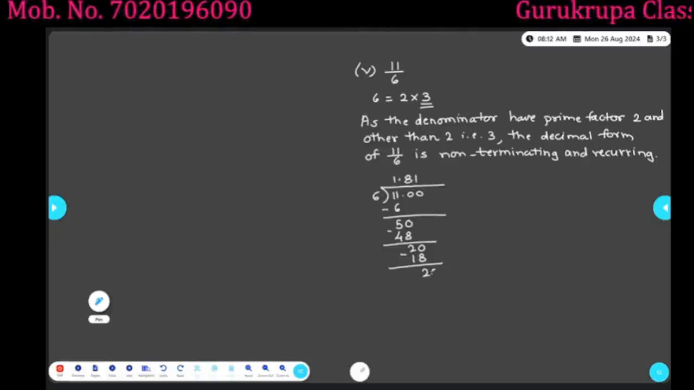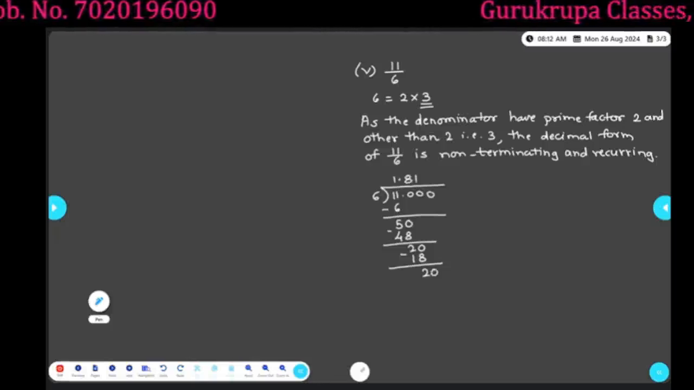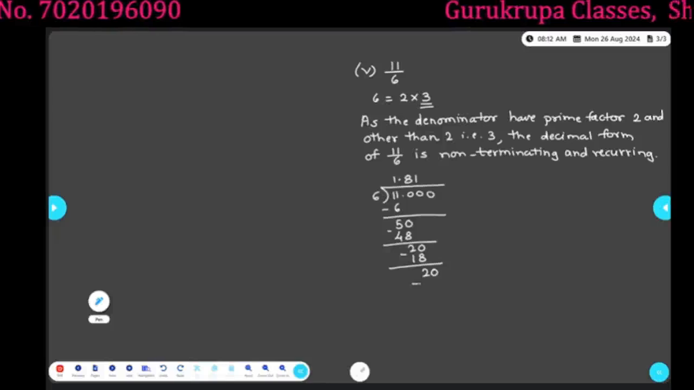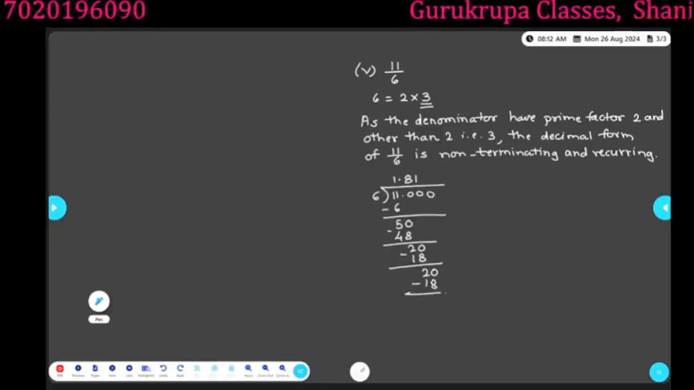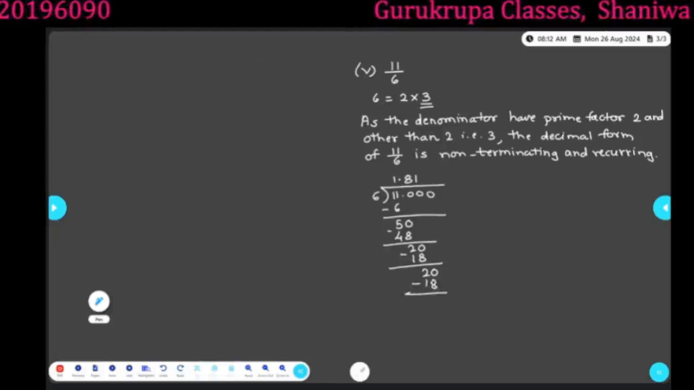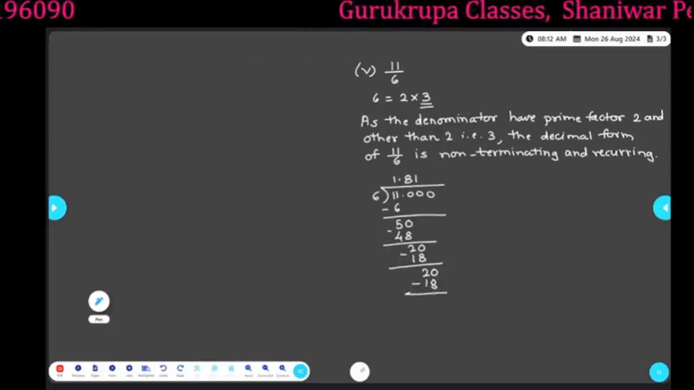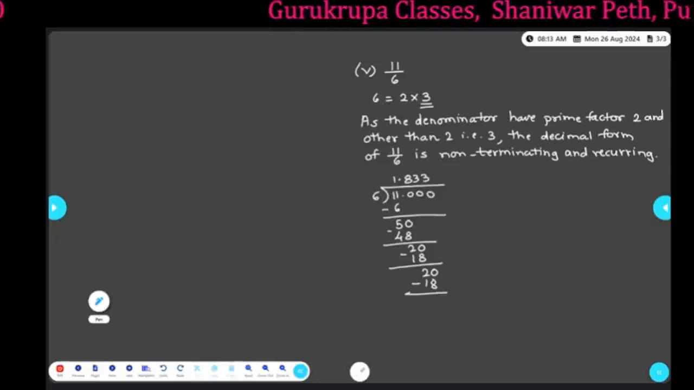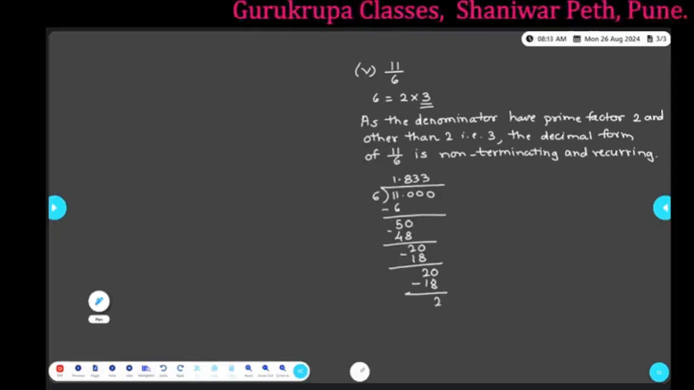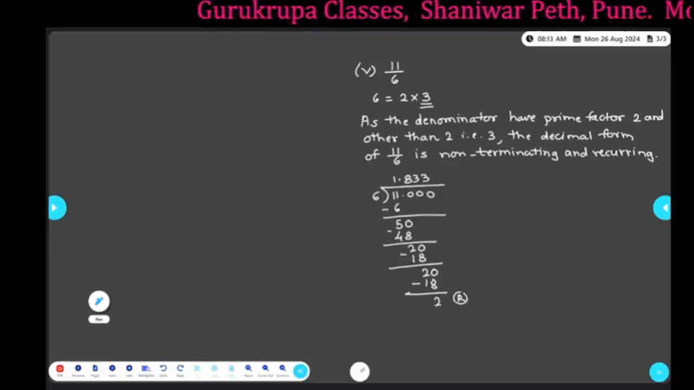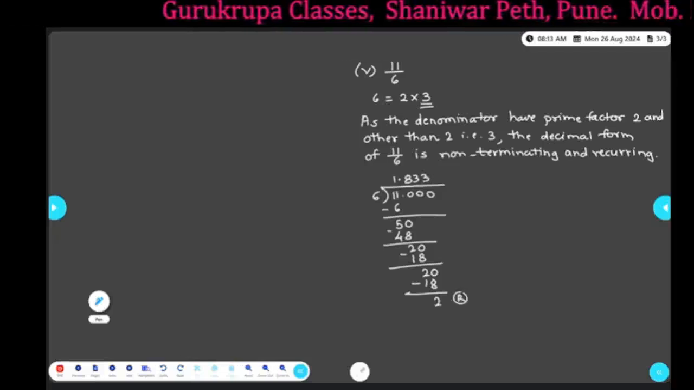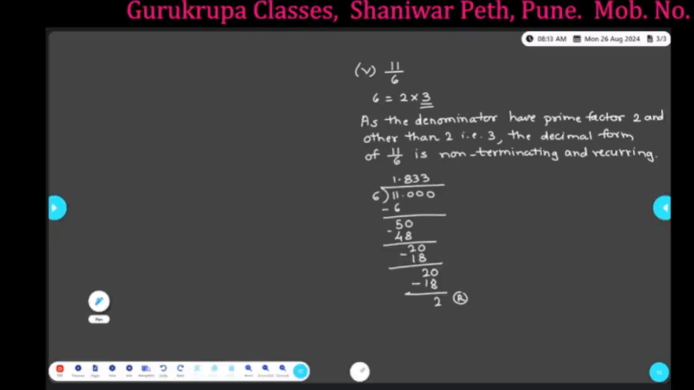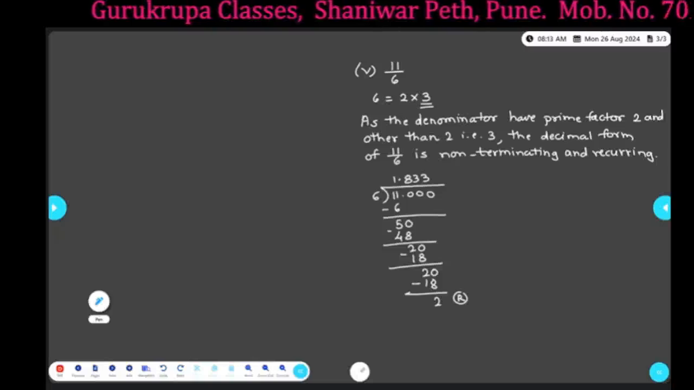Then again we get 2. Then we get 0 over here. Then again we get quotient 3. And this would be carried again and again as the new dividend is the same, or the remainder is the same.